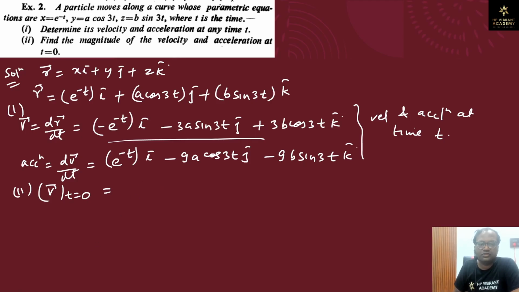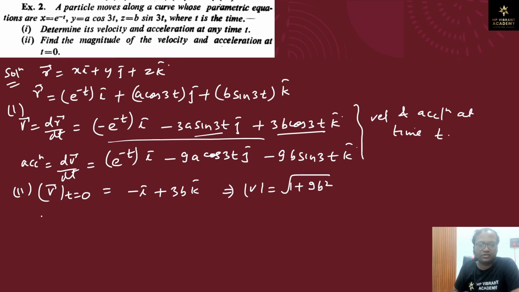t = 0. e to the power 0 is 1 and this is minus. Okay, this is minus i. This will be 0 and this will be 3b, plus 3b k cap. Okay, so the magnitude of velocity will be the square root of 1 plus 9b squared.